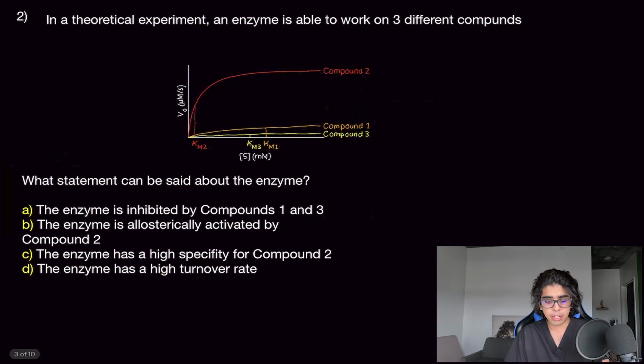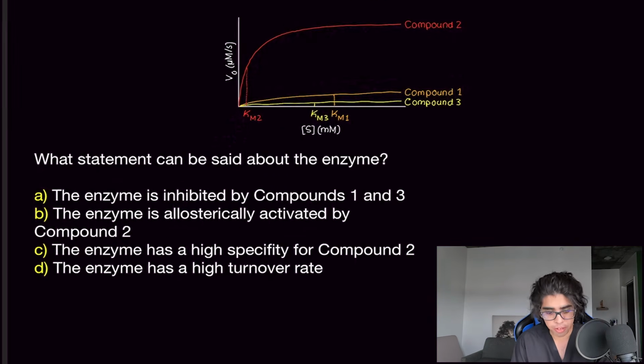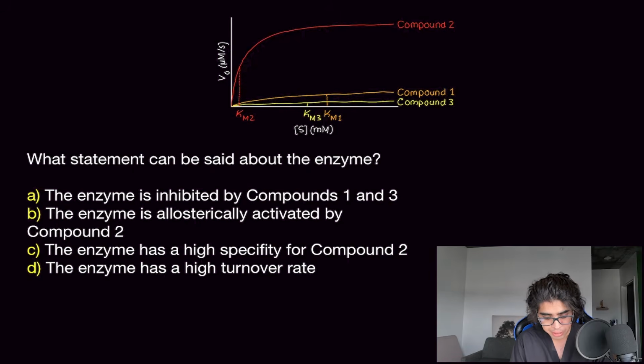2. In a theoretical experiment, an enzyme is able to work on 3 different compounds. What statement can be said about the enzyme? A. The enzyme is inhibited by compounds 1 and 3. B. The enzyme is allosterically activated by compound 2. C. The enzyme has a high specificity for compound 2. D. The enzyme has a high turnover rate.